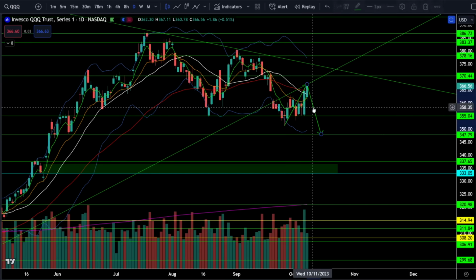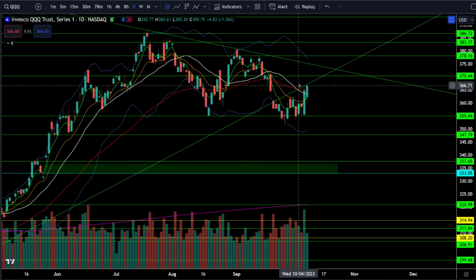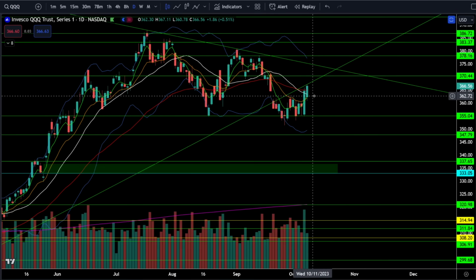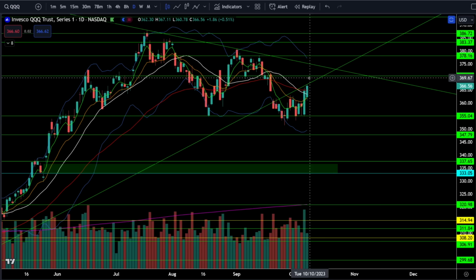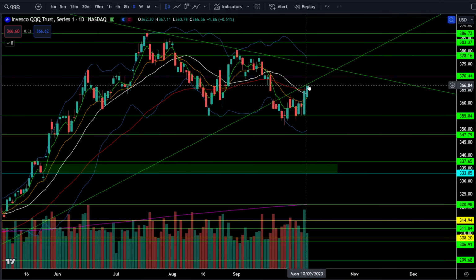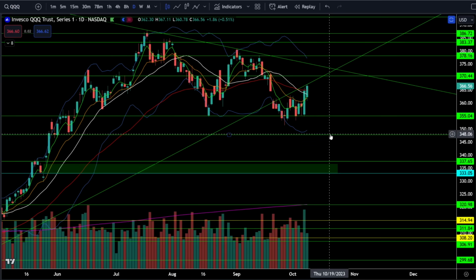In order for me to get really bullish on the triple Qs, I would like to see them holding above this 20 daily moving average, turning the corner from a negative slope back into a positive slope, and then eventually breaking this resistance at 370. I do believe the triple Qs are at a very important resistance between 367 and 370, because if we reject from 367, this is a very valid lower high before we go down towards 347 to 348.